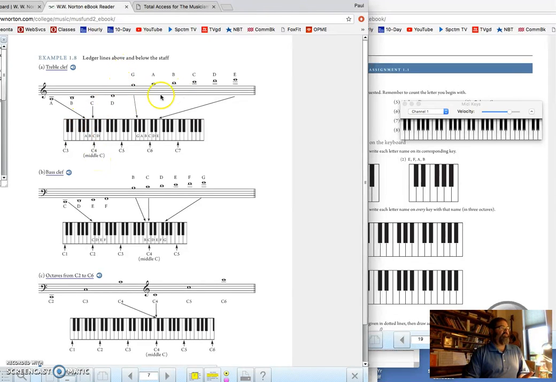So what are these notes when you're using ledger lines? You have to use alphabetical order and extend. It's almost like you're extending the staff, right? You can see these ranges of pitches here. This C5 would be right there, that third space C like that. I don't know if you can see that. It's so small on this screen, but that's what you're getting at there.